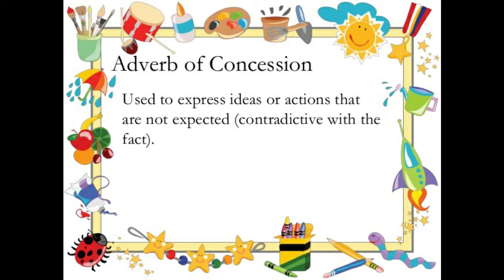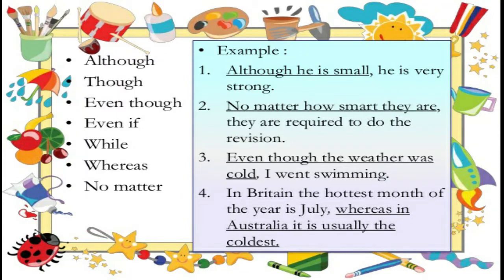Although he is small, he is very strong. Even though he looks very small, he is very strong. So what is the adverbial clause of concession? Contradiction. He is small, but he is strong. Okay. Next one. No matter how smart they are, they are required to do the revision. "No matter how smart they are" is an adverbial clause of concession. Contradiction. Okay, whether they are very smart or smart, they have to revise. Okay, they are required to revise.